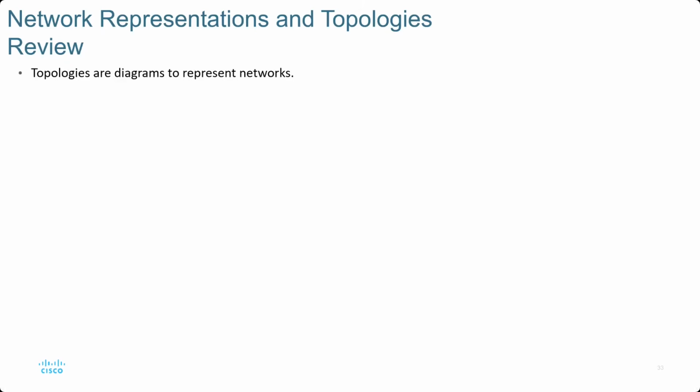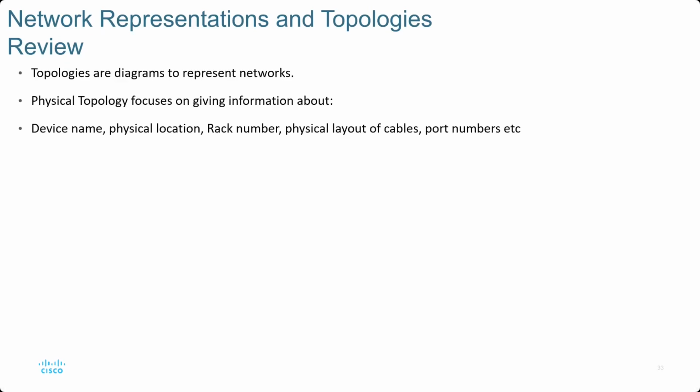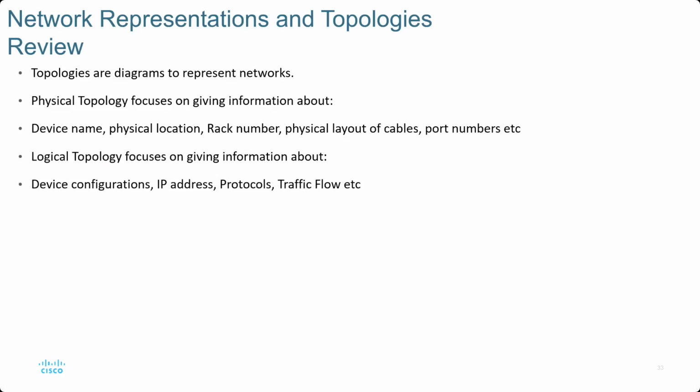So topologies are diagrams that represent our computer networks. A physical topology is a diagram that focuses on giving information about device names, physical locations, rack numbers, physical layouts of cable, and port numbers. Logical topology diagrams focus on giving you information about device configurations, IP addresses, the protocols that are running on those devices, and how the traffic is flowing from which device to which device, or which path it would take.